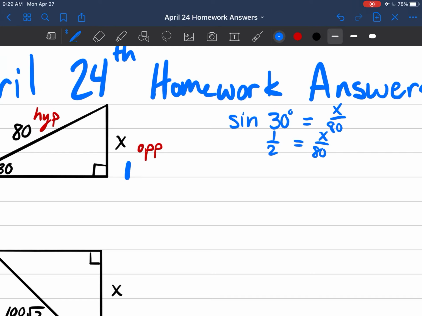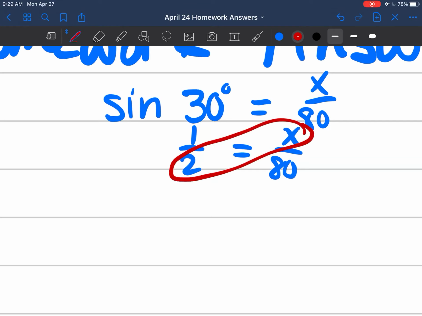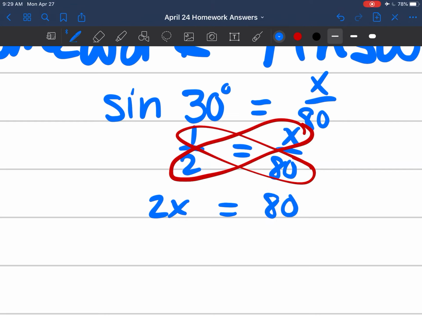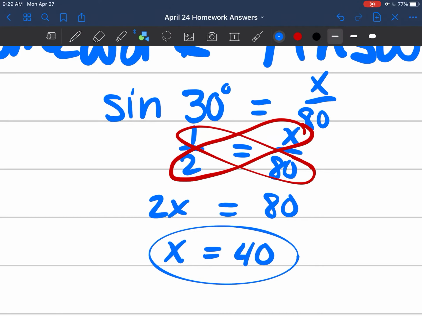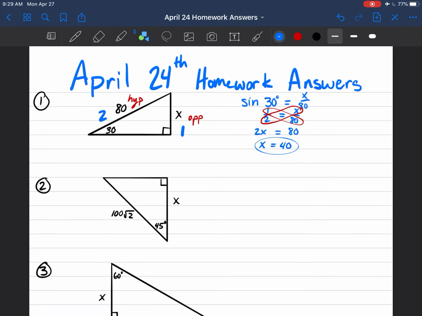And now once you have this equation set up, now you cross multiply. So multiply diagonally. So you cross multiply and then solve it. So 2 times x is 2x and 1 times 80 is 80. Then your last step is to solve it. So divide by 2 on both sides and you get x is equal to 40. And that's your answer. So that's the length of that missing side.